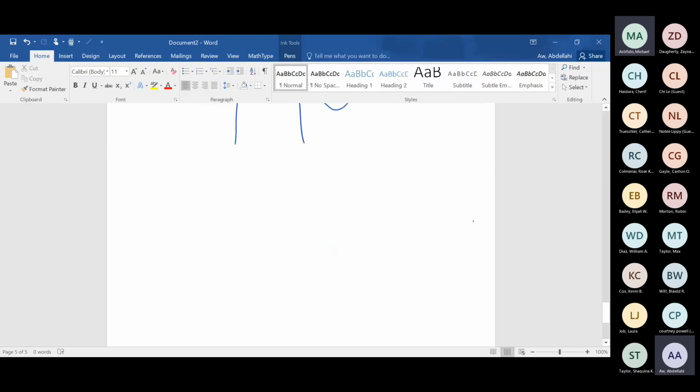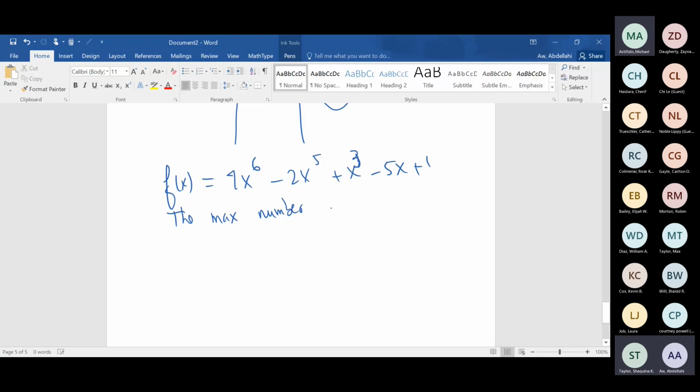If I do this right here, if I say f of x equals 7x to the 6th minus 2x to the 5th plus x cubed minus 5 plus 5x plus 1, what is the maximum number of zeros of f? 6. Thank you. The maximum number of zeros of f is 6, at the most.